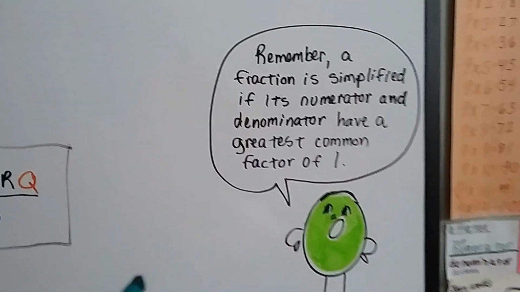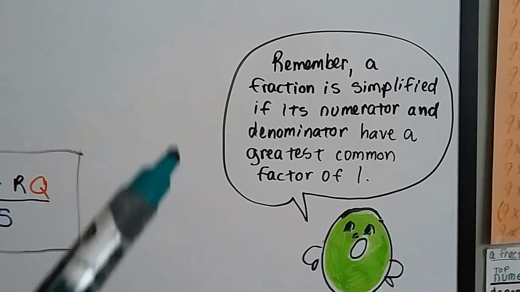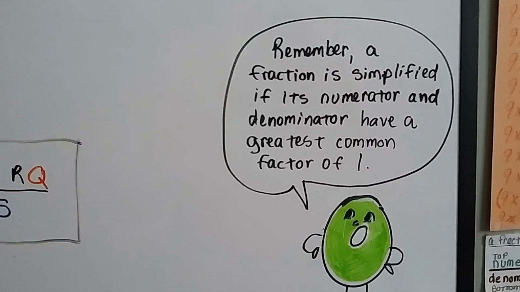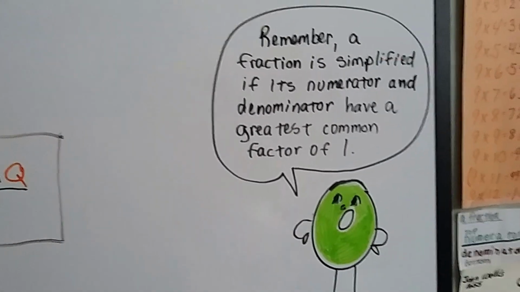So remember, a fraction, a rational expression, is simplified if its numerator and denominator have a greatest common factor of 1. Then you know you're done.